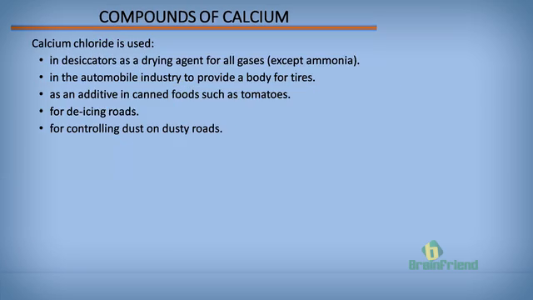Some uses of calcium chloride. Calcium chloride is used in desiccators as a drying agent for all gases, with the exception of ammonia. It is not used as a drying agent for ammonia, but for other gases, it can be used as a drying agent. Now, in the automobile industry, it is used to provide body for tires. It's also used as an additive in canned foods such as tomatoes. It is used for de-icing roads, and it's also used for controlling dust on dusty roads.